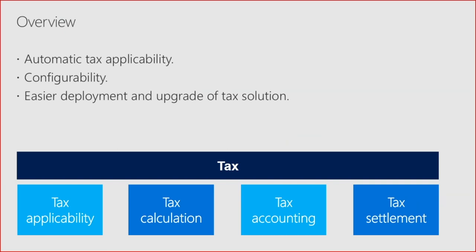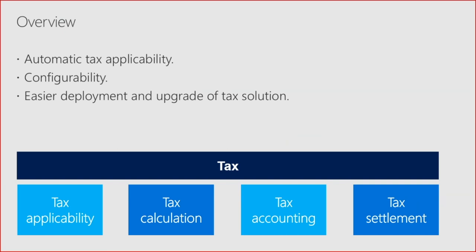In the bottom of the slide, from a functional perspective, it covers four functional pillars: tax applicability, and tax calculation. Tax calculation means how the tax should be calculated per different tax type, like customs duty, GST, and withholding tax, TDS. And we have tax accounting. Tax accounting means how you want to post the tax.